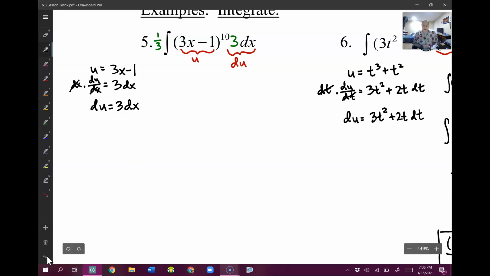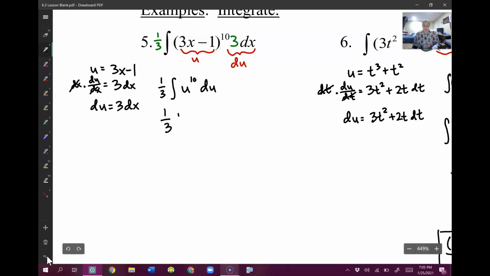So let's rewrite what I've got now. I've got 1/3 on the outside. I got my integral. This whole thing is u to the 10th, and then this whole thing is du. So double check. This says du, so it should be in the language of u, meaning I should only use the variable u in my integral. Only using u? Check.